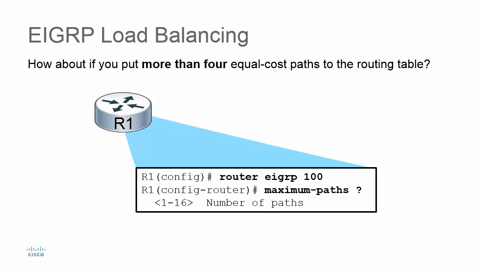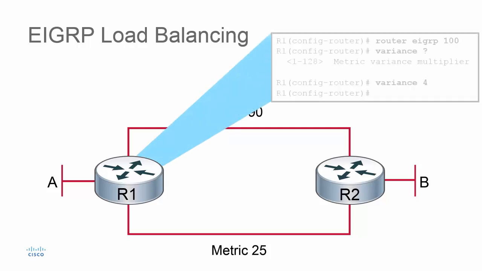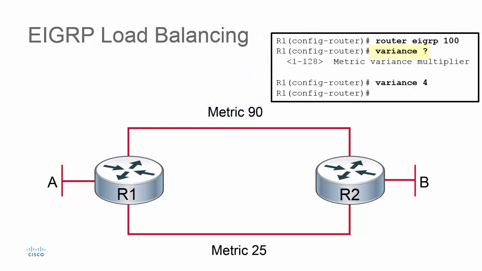Now EIGRP can also balance traffic across multiple routes that have different metrics. However, you need to be aware that this feature is not enabled by default. In this example, there are two paths between router R1 and router R2. By default, all traffic will select the better path, which is the lower path because of the lower metric. Remember, only equal cost paths are entered into the routing table. You can change this default behavior for EIGRP using the variance command.